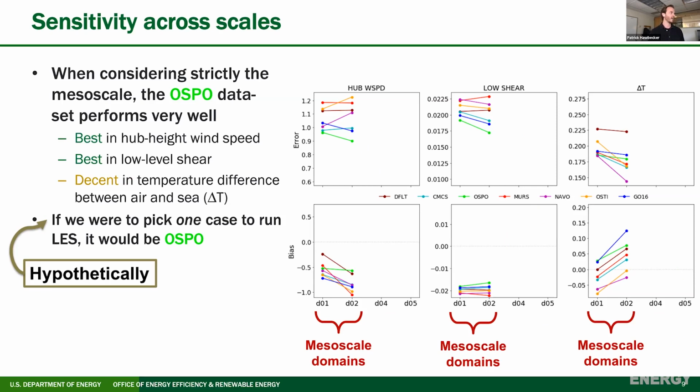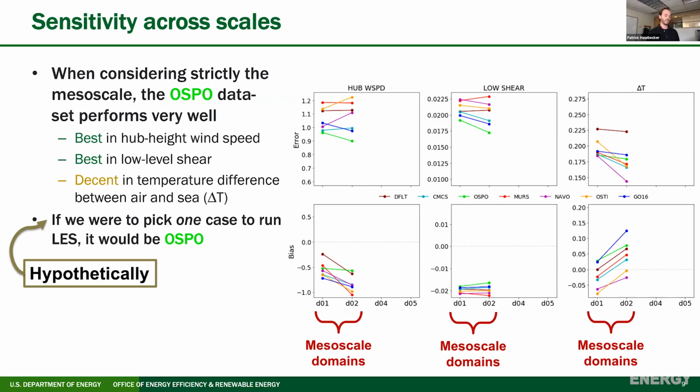It's the lowest error and the least bias. And then for delta T, we get decent performance. It's nothing great. But if we were only going to run all of these mesoscale simulations and then pick one of them to run a microscale simulation, we would probably choose the OSPO data set. It's the best performer looking at these metrics.